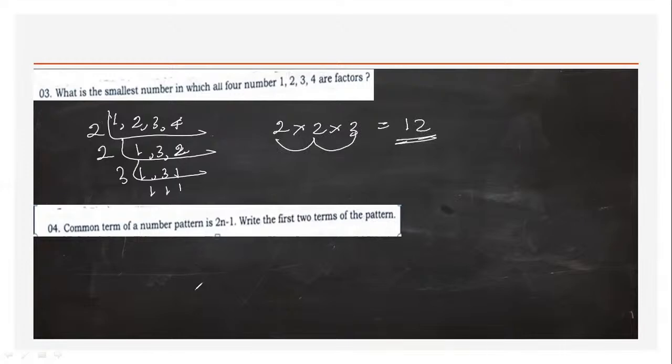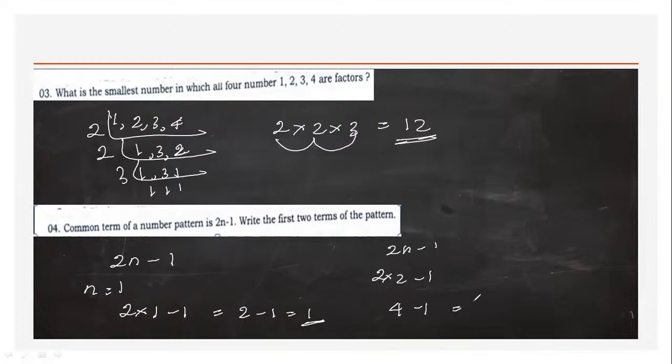The common term of a number pattern is 2n minus 1, right? Find the first two terms of the pattern. For n equals 1, 2 times 1 minus 1, 2 minus 1, that is 1. For n equals 2, 2 times 2 minus 1, 4 minus 1, that is 3. So the first two terms are 1 and 3.